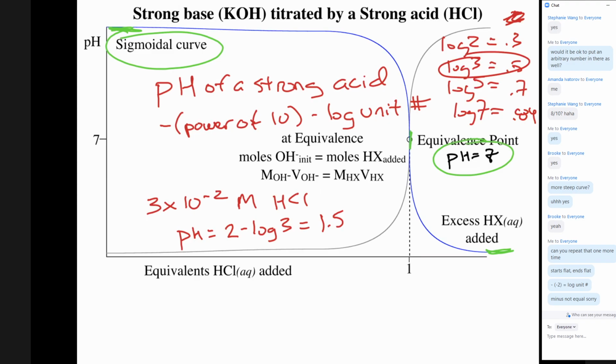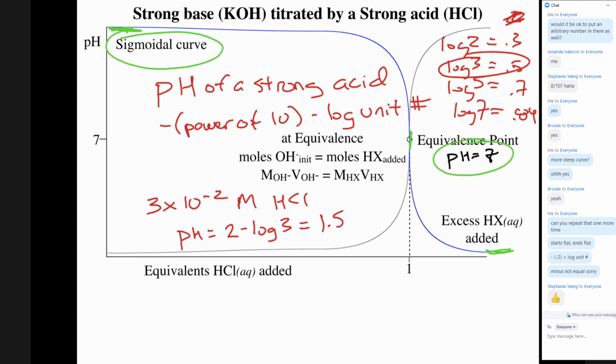So I hope that we did this last time, and hopefully you've done a little bit of homework where you ran into this. But how many are okay with this quick solution to get the pH? Put it in the scientific notation, negative power 10 minus log the unit number. So perfect. And then the question popped up, the pH doesn't always have to be pH of 7 though.